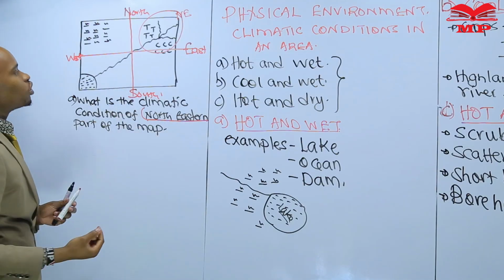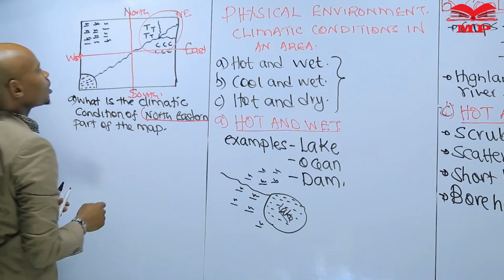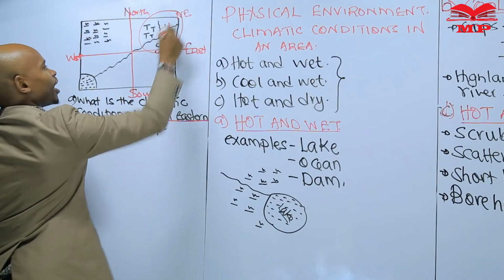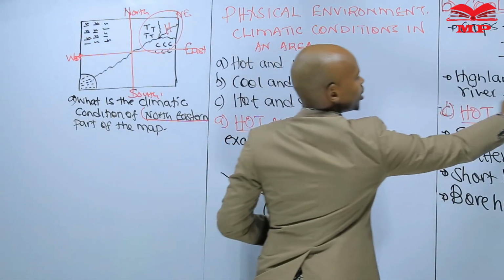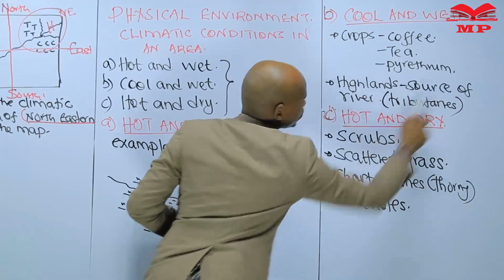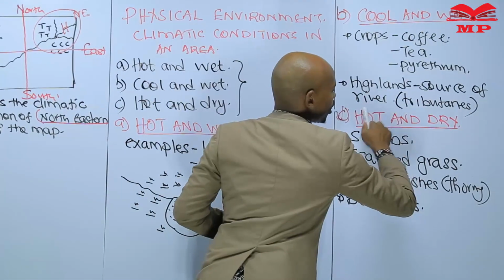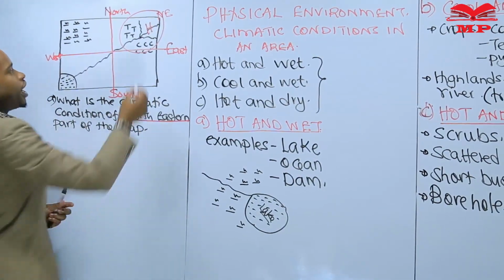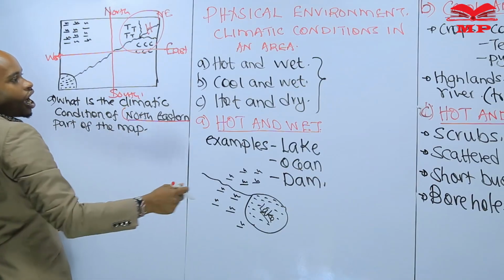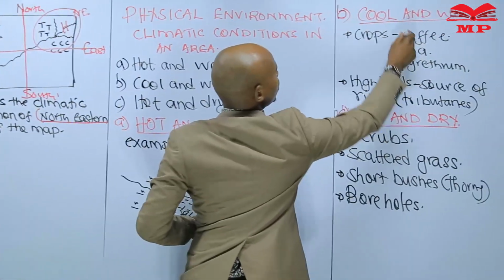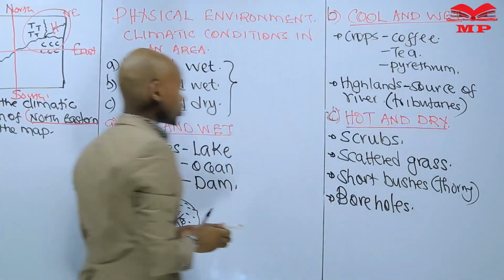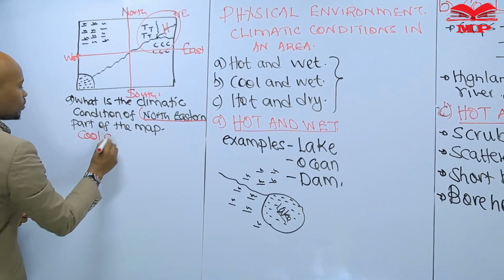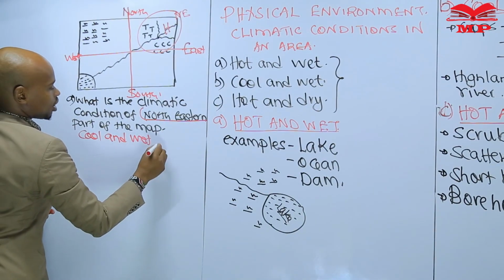Now, before you identify, you go for the evidence. According to this area, we have a highland. We said a highland is where a river has its source. How do you know that a river has its source there? The tributaries. You can see the tributaries, so that's a highland. There are crops, coffee and tea. And what do coffee and tea symbolize? Cool and wet conditions. So we shall be very right to write that that place receives cool and wet conditions.